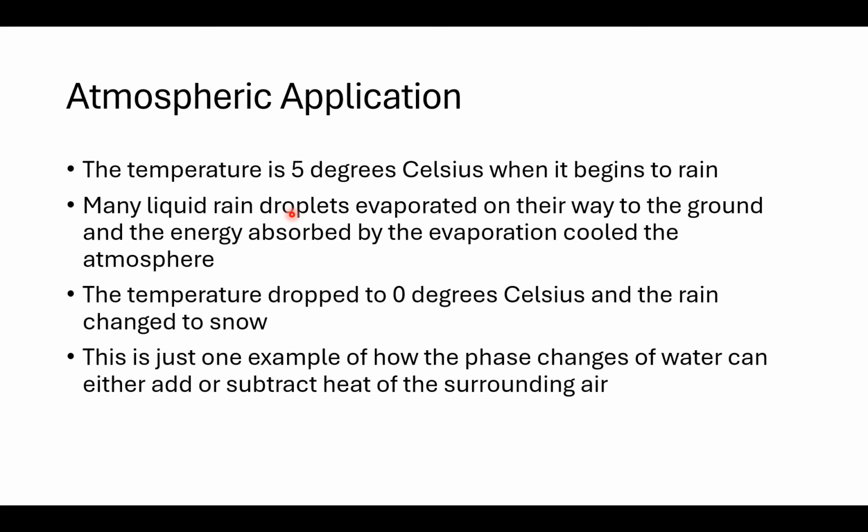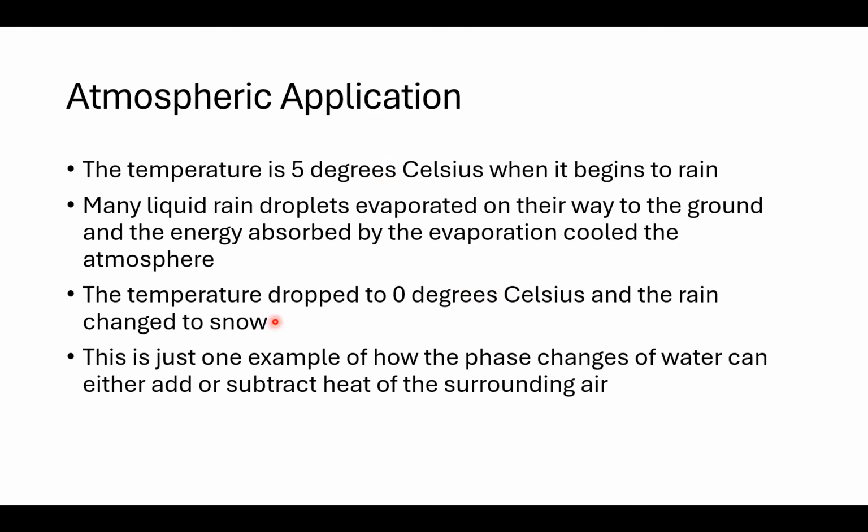And when that happens, evaporation, that's a cooling process. So on their way to the ground, these liquid rain droplets and the energy absorbed by the evaporation cools the atmosphere. Evaporation is going to cool the surrounding atmosphere. And what's going to happen is the temperature, perhaps in this case, drops down to 0 degrees Celsius, which is 32 Fahrenheit. So a good 5 degrees Celsius drop, or about a 9 degree Fahrenheit drop in temperature.